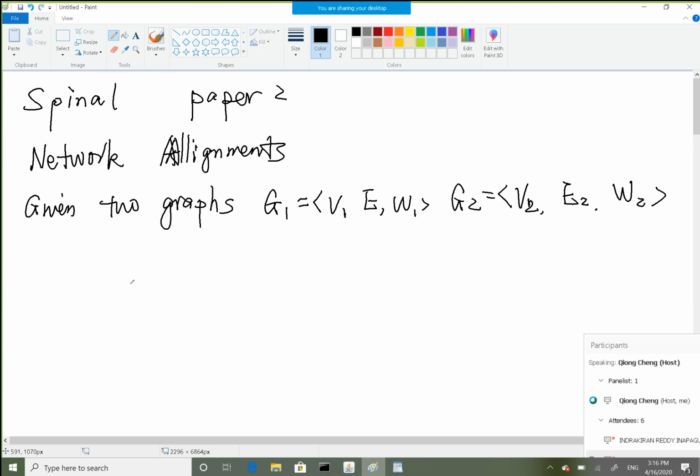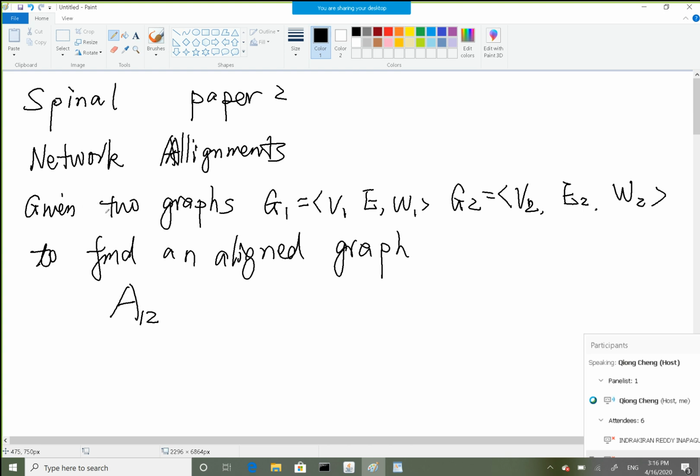Clear? So in this paper, the goal is to find an aligned graph. The author denotes this aligned graph as A12, corresponding to the alignment graph, and it is equal to V12 and E12. The author ignores this one in this paper, but on your side, you can think about how you can add that. I want to explain that.